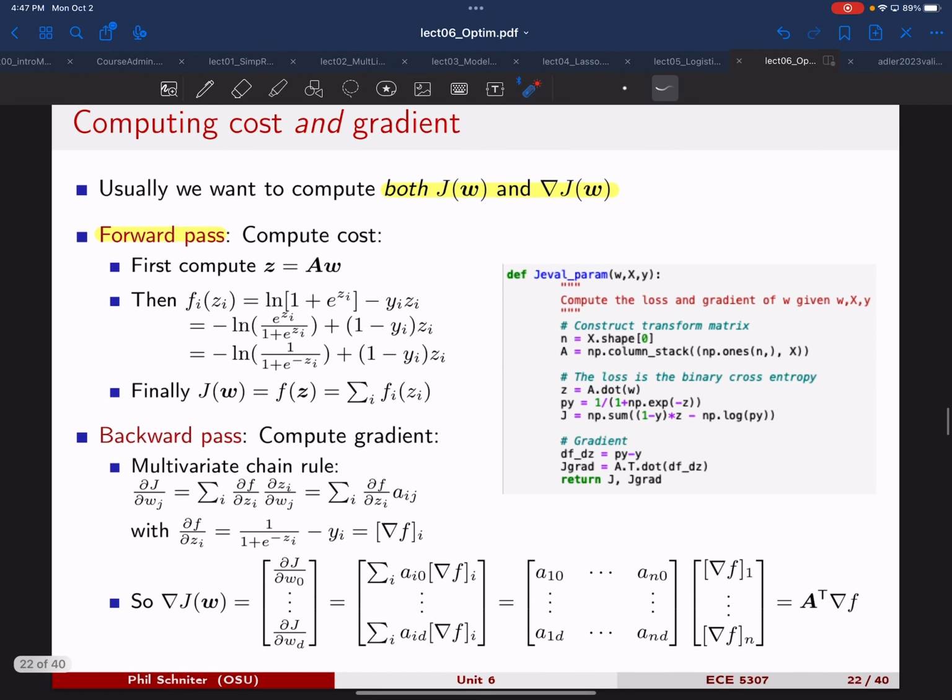Okay, so the first thing we're going to compute is a vector of z's. And that's easy. We know that given a w vector, we just take A times w and get our z vector. Second, we want to evaluate our cost. Our cost, if you remember, you can write it as f of z or as the sum over i of f_i(z_i). So we just need to evaluate these individual guys. And we derived on the last page that they look like this.